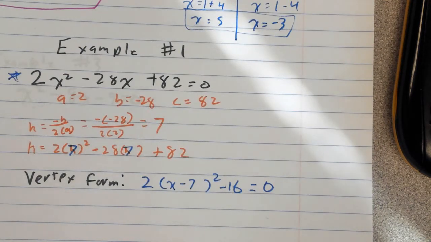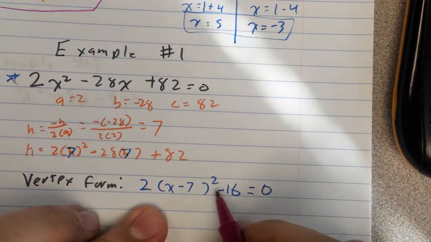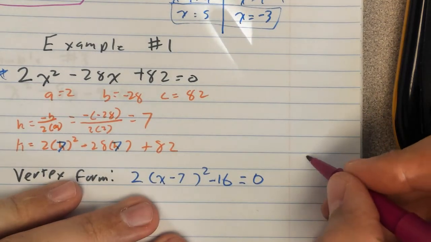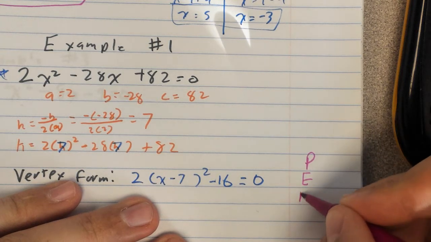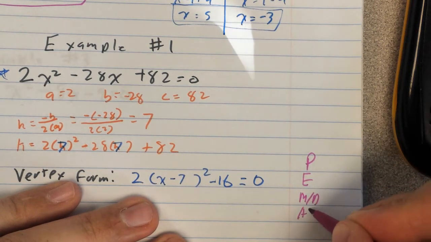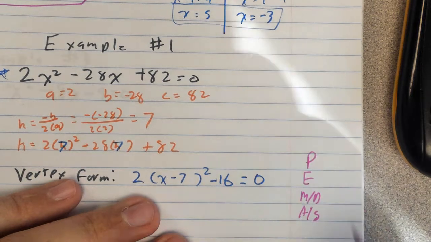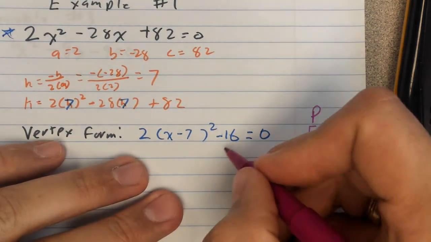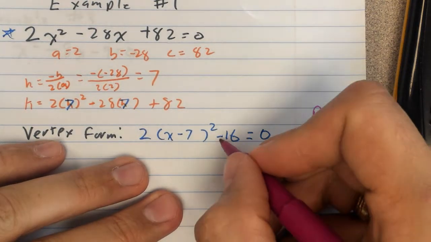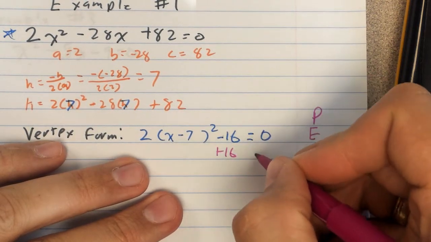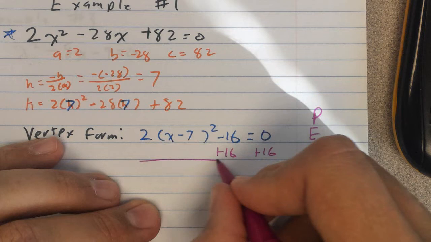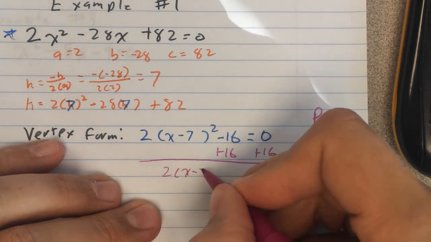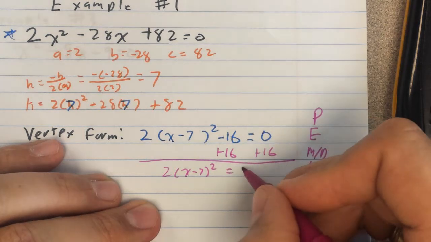Let's go ahead. Addition and subtraction first, then multiplication, then my exponent. Remember, it's the opposite of PEMDAS. We go backwards. Addition and subtraction first. Let's do the addition and subtraction. Opposite of subtracting 16 is plus 16. Okay, we have 2 times x minus 7 squared is equal to 16.